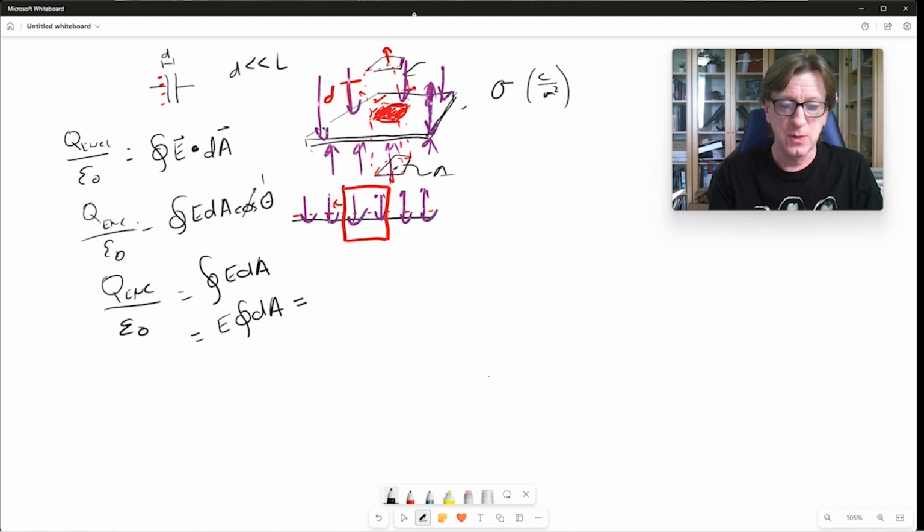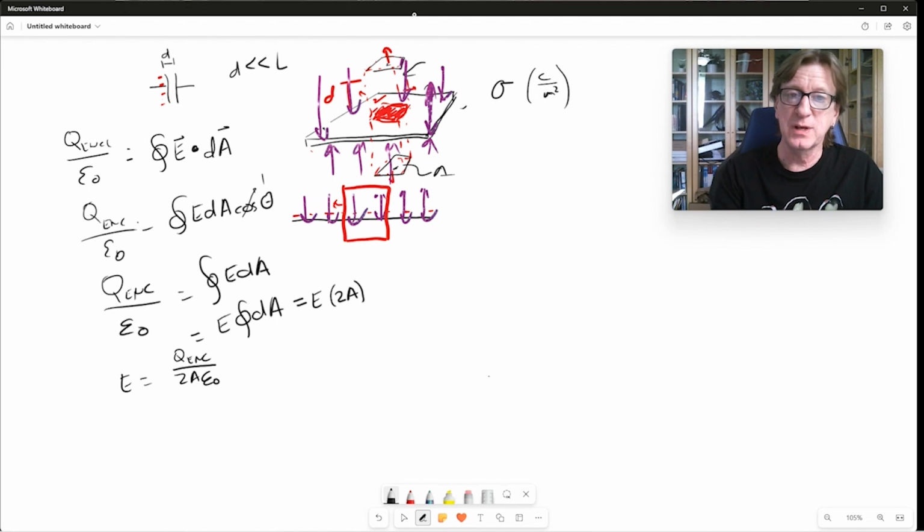All right, so we'll write this then as E times 2A, because I have two of those plates there. Does everybody see why? All right, let's solve for E. And so I get that the magnitude of the electric field is going to be Q enclosed over 2A epsilon naught. So now I need to get rid of my Q because I don't know how much Q is here. All I have is this area charge density.